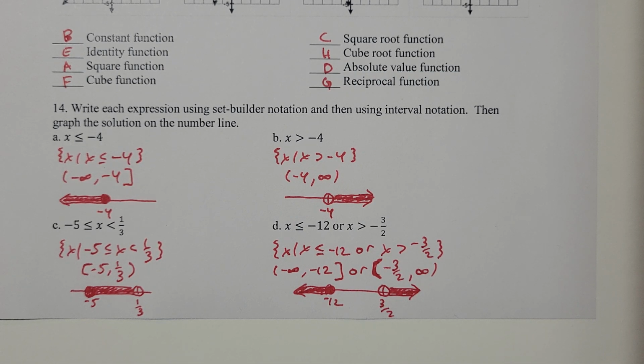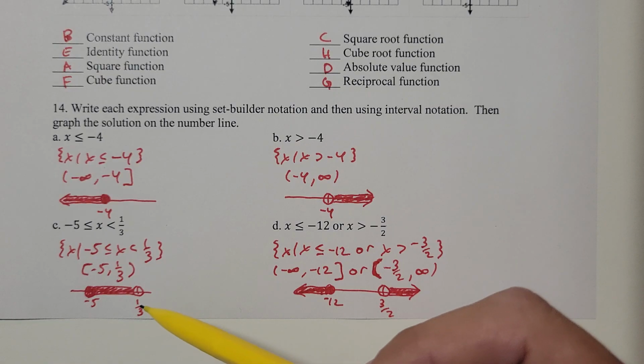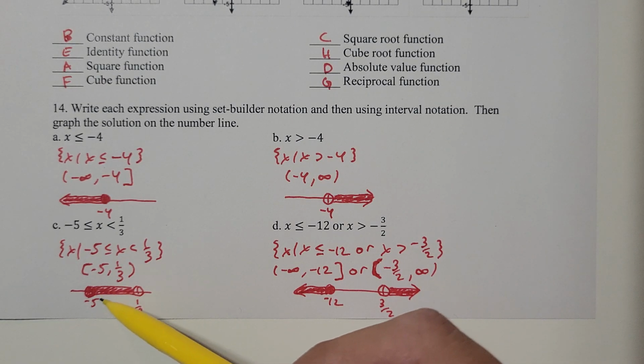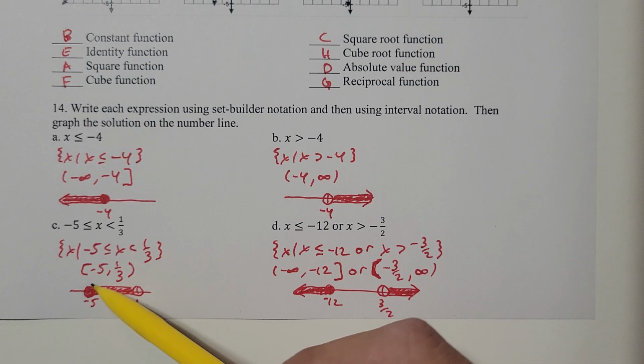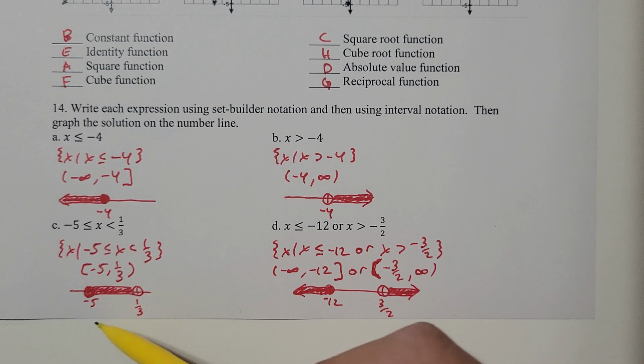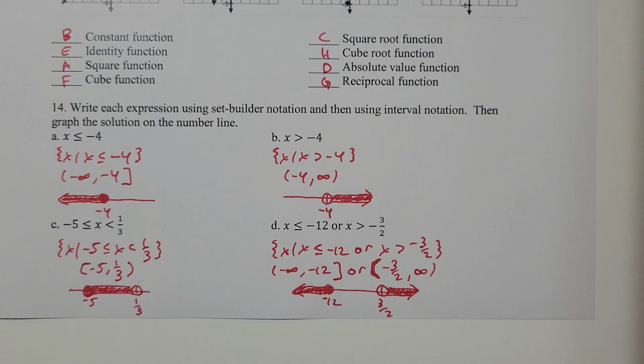Now on the number line, here's -5 and here's 1/3. I'm including -5, so I'd want a closed circle at -5. I'm not including 1/3, so I want an open circle there. And then anything between these two numbers is a solution, so I'd shade between the two circles.